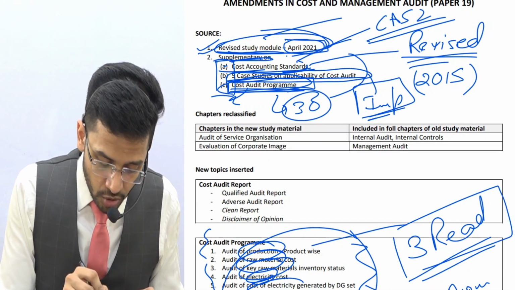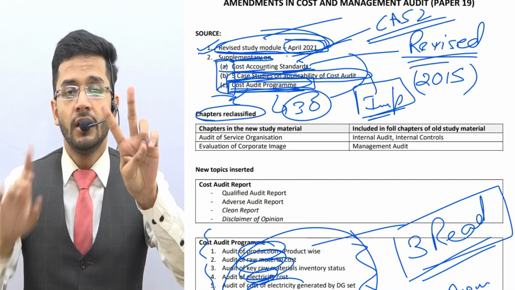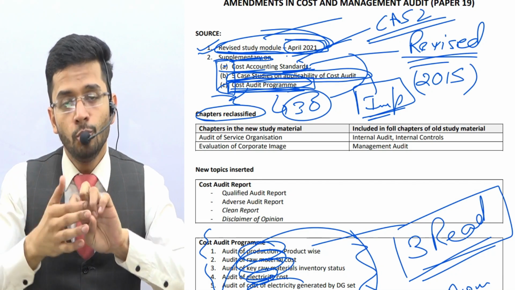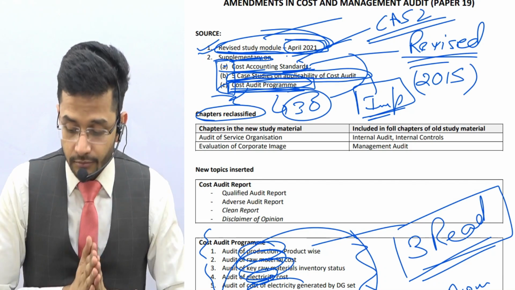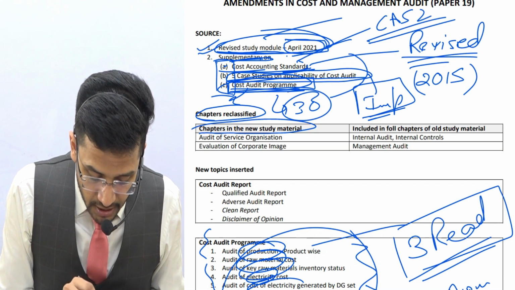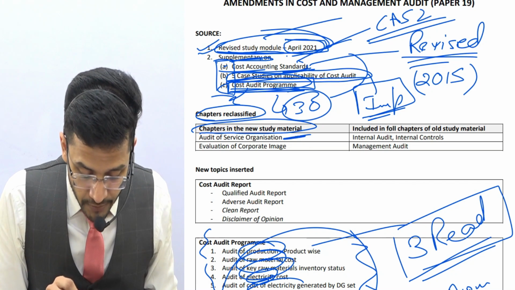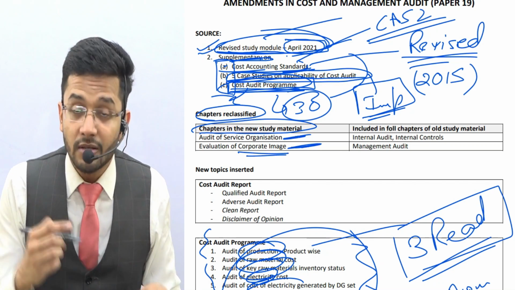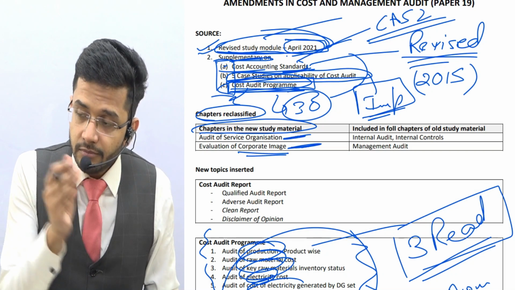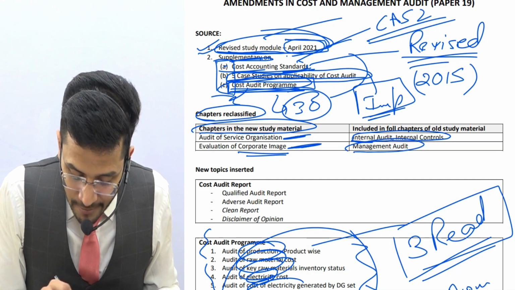Okay. Now coming on to the study material, what are the chapters which have been reclassified in your study material? Okay, there are 2 set of changes in the study material. 1, chapters have been reclassified as a different study material. 2, additional things have been inserted. Okay. So first I'll deal with the chapters which are reclassified. So chapters in the new study material. So audit of service organization is a new study material which has been introduced. Evaluation of corporate image, this is a new study material which has been introduced, but this is actually culled out or demerged from the chapters internal audit, internal controls and management audit.